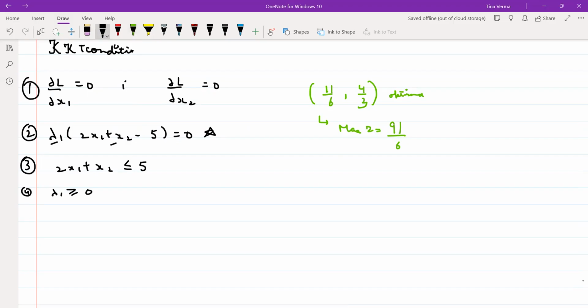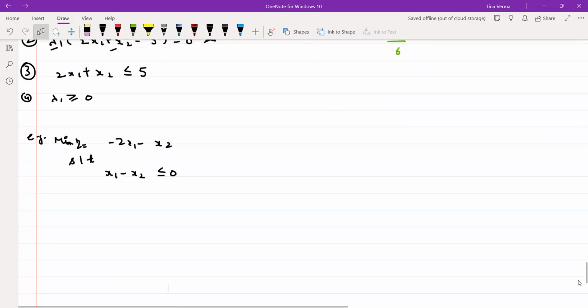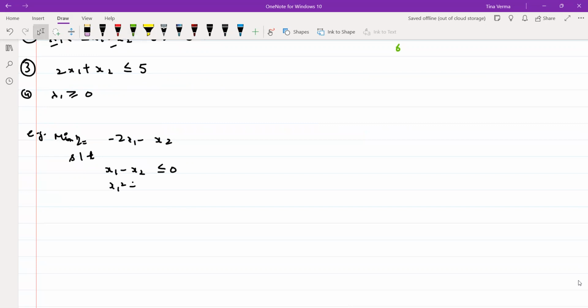You can also solve this question that you have to minimize z equals minus 2x1 minus x2 subject to two constraints: x1 minus x2 less than or equal to 0 and x1 square plus x2 square less than or equal to 4, and x1 and x2 greater than or equal to 0.